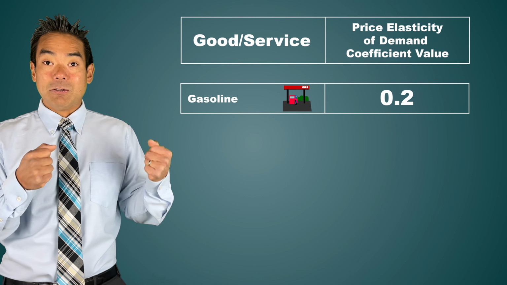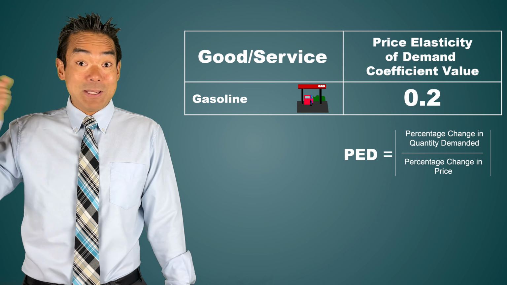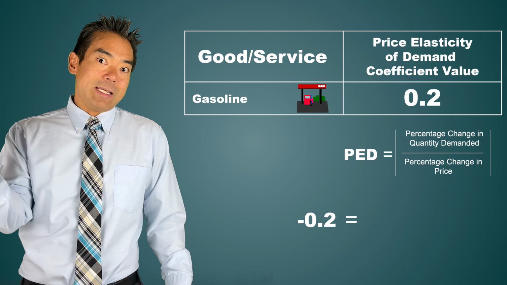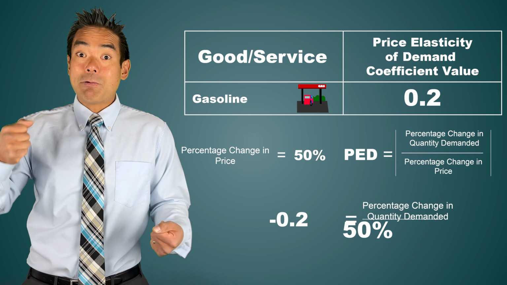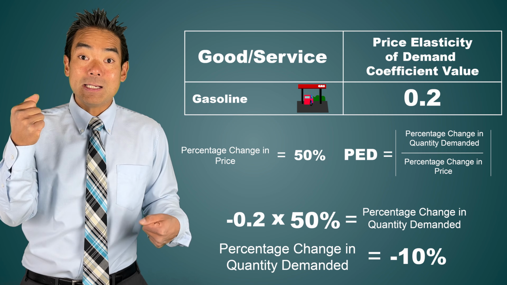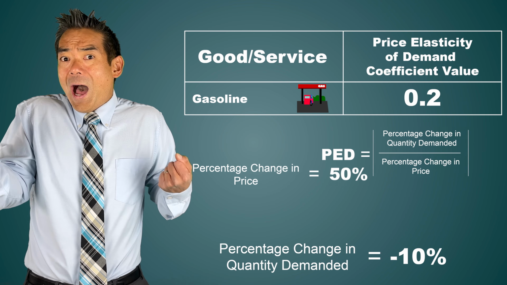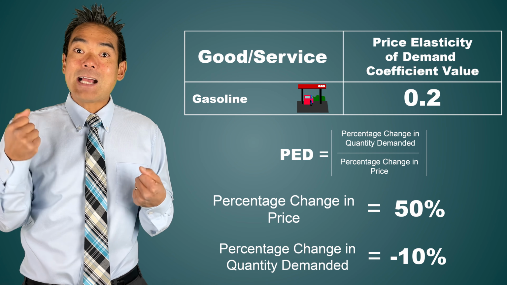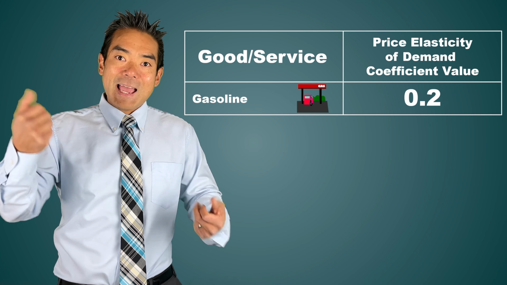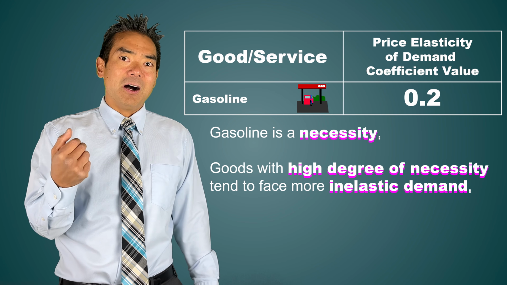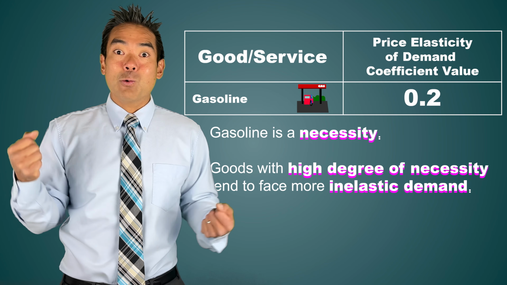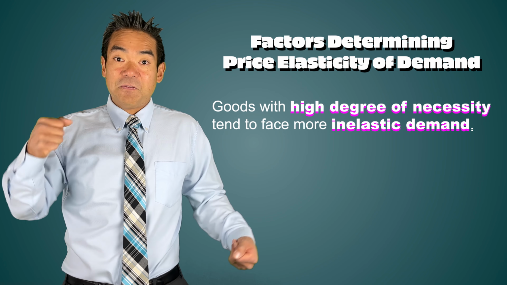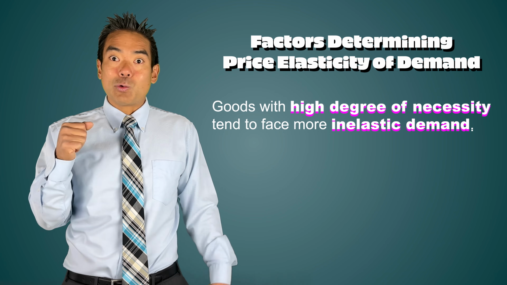Let's consider gasoline, which we see faces more inelastic demand with a PED coefficient of 0.2. This suggests that if the price of gasoline were to increase by 50%, then we would only see a 10% decrease in the quantity demanded of gasoline. Why might consumers be less sensitive to changes in the price of something like gasoline? Well, gasoline is a necessity. If you own a car, you need it if you want to go anywhere. It has a higher degree of necessity. So the first factor that affects price elasticity of demand is degree of necessity.